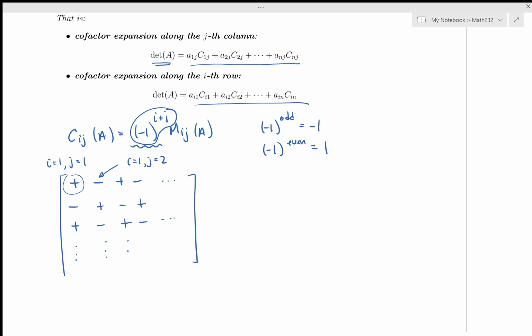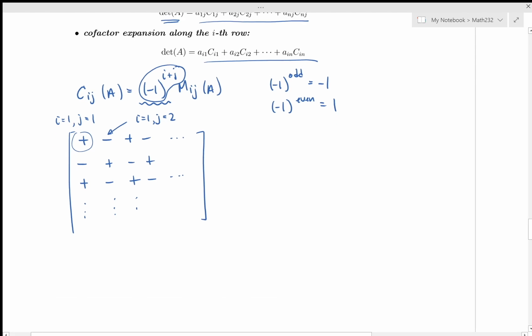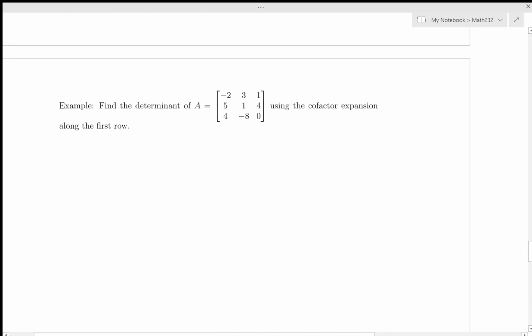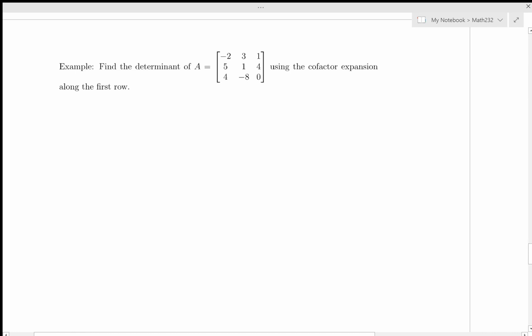Okay, let us do this now. This is likely how you will compute these by hand. There are other ways of doing it, but this is a good first way of going about this. So we're going to find the determinant of A using cofactor expansion along the first row. Okay, so what we do is we go along the first row.